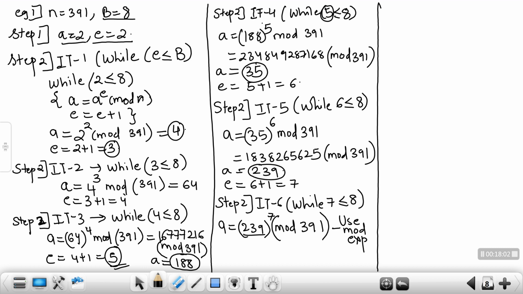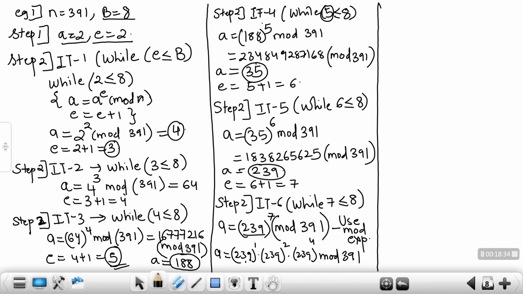So when we use modular exponentiation, I want you all to find out the value of it and tell me what is the value of 239 raised to 7 mod of 391. I can give you a hint how I will divide my 239. It will be 239 raised to 1 into 239 raised to 2 into 239 raised to 4 mod of 391.